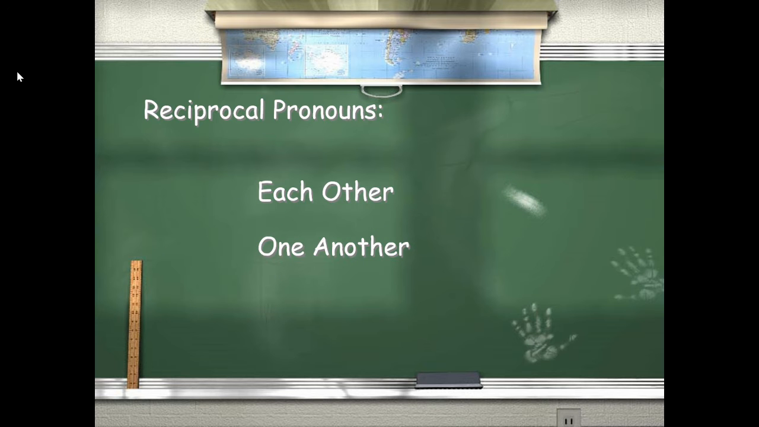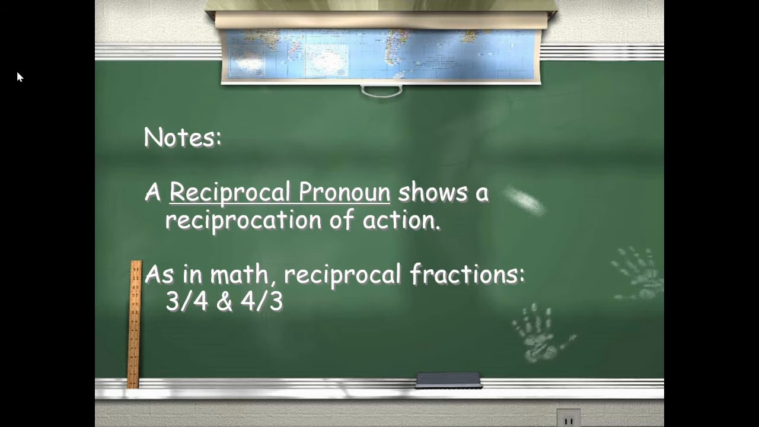The new ones I want to take a look at today are reciprocal pronouns. Reciprocal pronouns, there are 2 of them. There's each other and one another. Both of them are actually individual words. So a reciprocal pronoun shows the reciprocation of an action. A reciprocation basically means I do something for you and you do something for me. Very similar to reciprocal fractions in math, where 3/4 is the reciprocal of 4/3. We're simply reversing the order of our numerator and our denominator. Same thing happens in English grammar in the fact that we reciprocate an action.